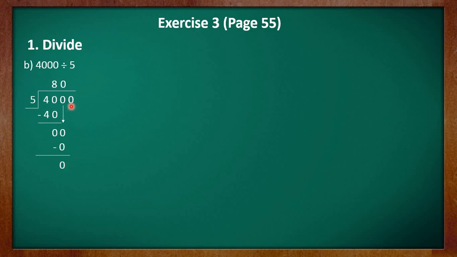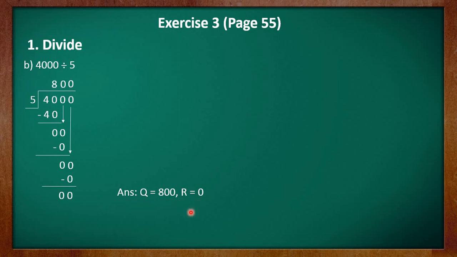Now moving to the next digit in the dividend, we get 0 here, right? So again we know that 5 zeros are 0. So we will write 0 in the quotient and we will subtract 0 from this 0, which will give us 0 again. Now we do not have anything left in the dividend to divide, right? So here the final answer comes out to be 800 with remainder 0.